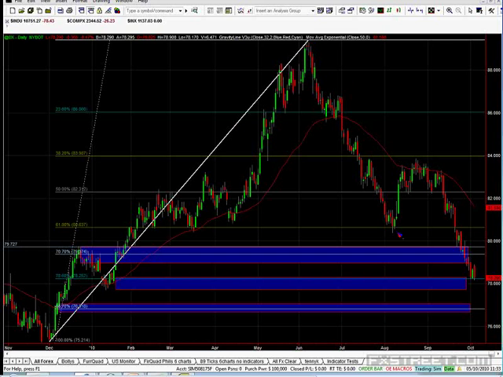Price then comes on down. Where does it come down to? It comes down to 61.8. It then pops up and then all the way on down to here.